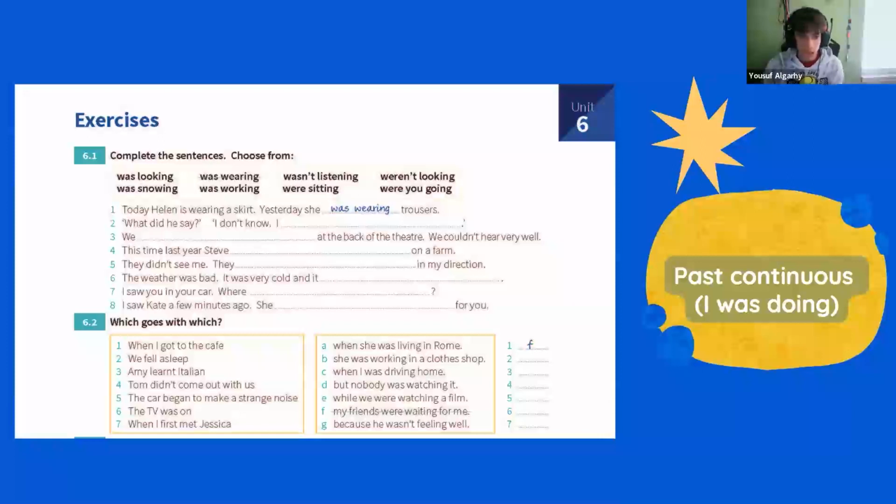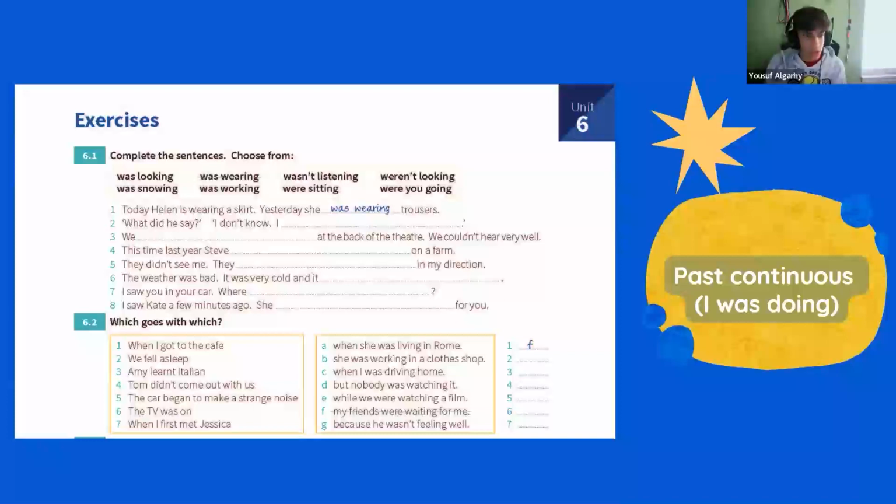I don't know. I wasn't listening. Good. Number 3, we blank at the back of the theater. We couldn't hear very well. What about that one? We were sitting. Good. Number 4, they didn't see me.